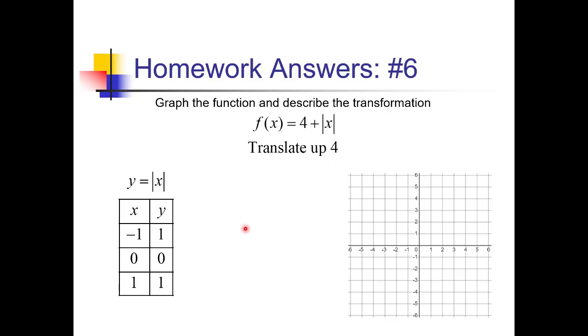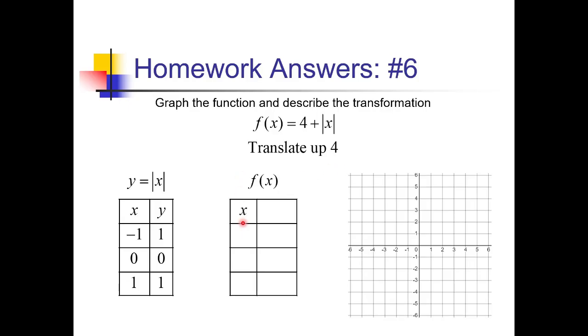That means the x rule is not changing at all. We're just going to call that x still. For the y rule, though, we're going to have to do y plus 4. So for the x's, I still have negative 1, 0, and 1, just like the original. For the y's, I now have 1 plus 4, or 5, and then 0 plus 4 is 4, and we still have 1 plus 4 being 5. Graphing those out, we have negative 1, 5 right there, 0, 4, and 1 comma 5 is right up here, and then draw the absolute value v through those.